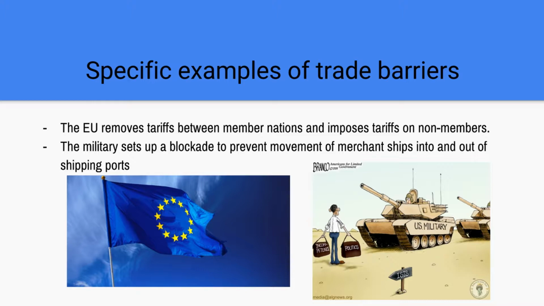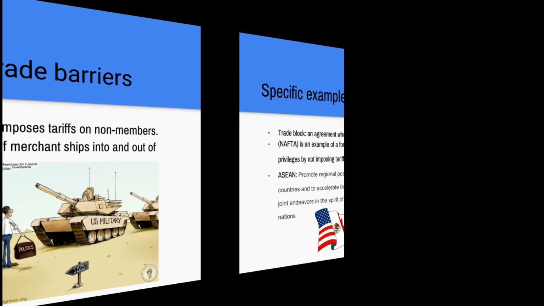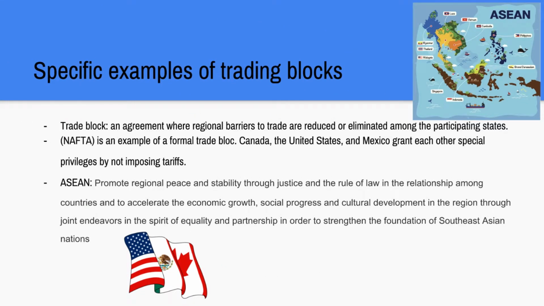Specific examples of trade barriers include the European Union removing tariffs between member nations and imposing tariffs on non-member nations. And another example is the military setting up a blockade to prevent movement of merchant ships into and out of shipping ports. Specific examples of trading blocs include NAFTA and ASEAN.